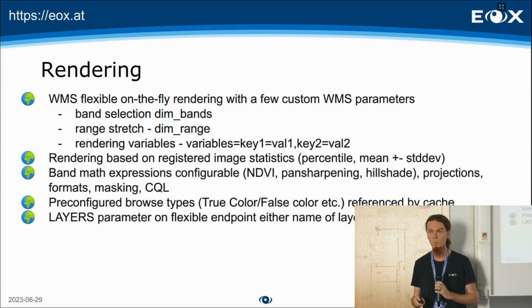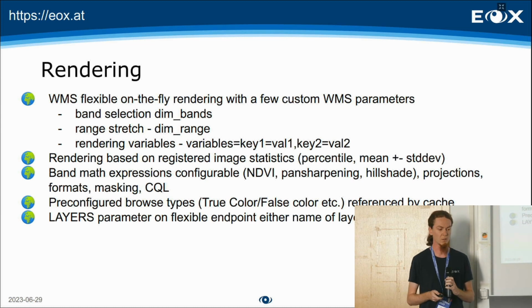We also allow masking, which means you register the vector mask in parallel to the data, and it will be used to mask out invalid areas in your final WMS rendering. Of course, CQL operations on the products are also allowed. So for example, this allows you to filter out only products with less cloud coverage than, I don't know, 30%, if you have the metadata information about the cloud coverage of the product.